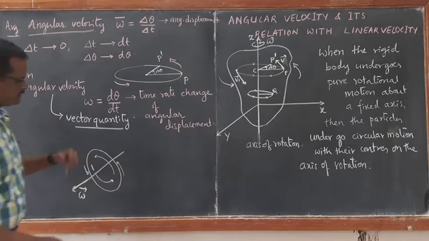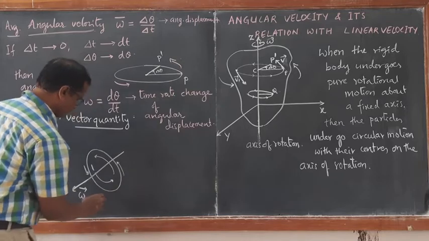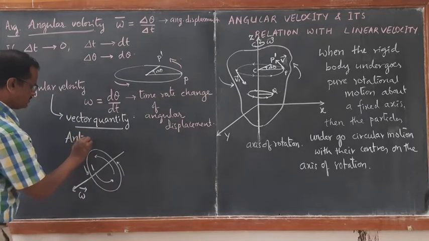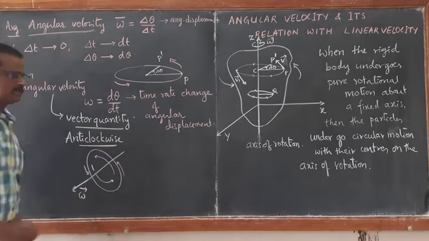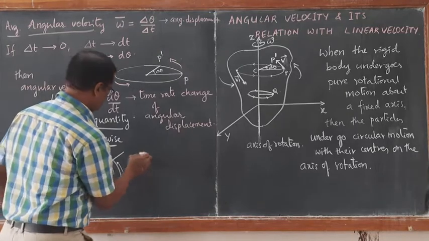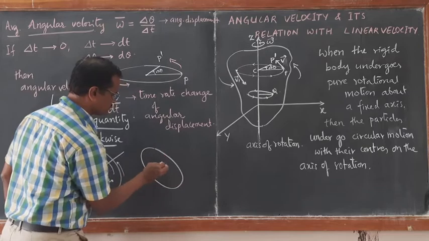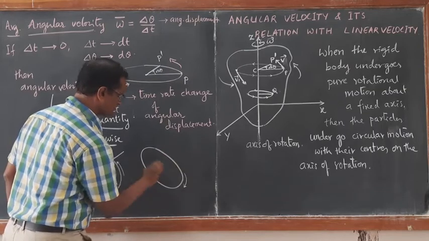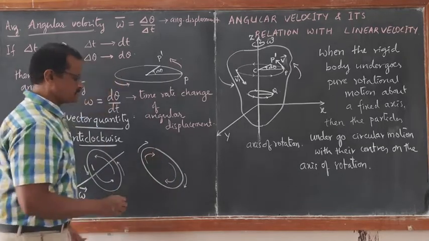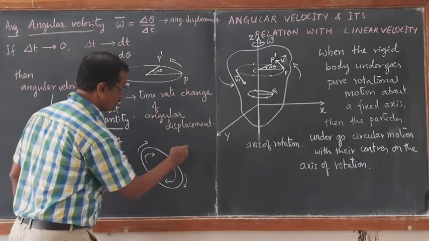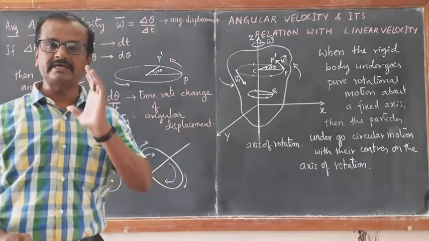If on the other hand, the same disc is rotating in the clockwise sense, this is anti-clockwise, or it is also called counterclockwise. If it is clockwise, suppose this is rotating in the clockwise sense, like this. Then what is the direction? See here, this is the axis of rotation. Remember always, the angular velocity is always directed along the axis of rotation.